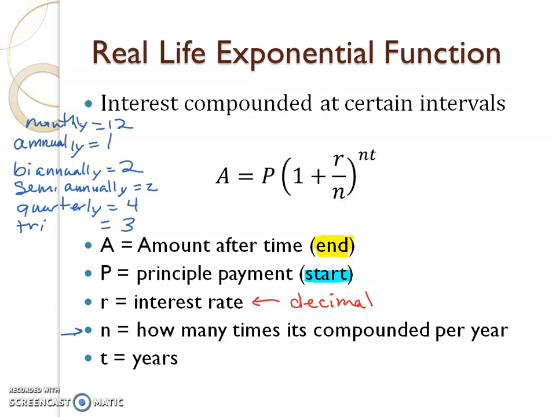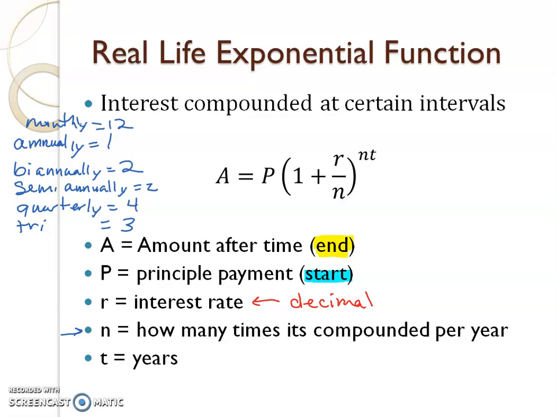They could do weekly. There are 52 weeks in a year. They could do daily. I don't know if they do 365, or if they do 365.25. Probably they figure it out year by year, so I'd say 365.25, but I don't know that much. I don't work at a bank. Anyway, that is what all of your n values could be.